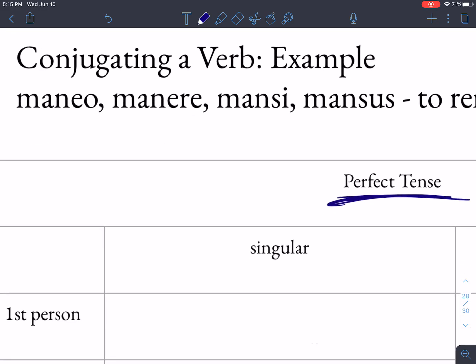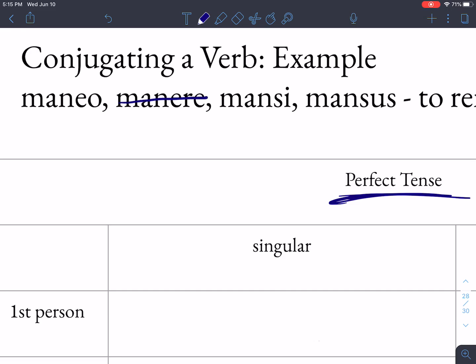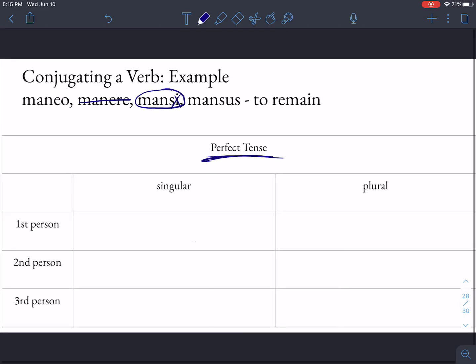So the third principal part is not manere. That's the second principal part. It's mansi. In mansi, you pop off the i, and then you add your tense endings.